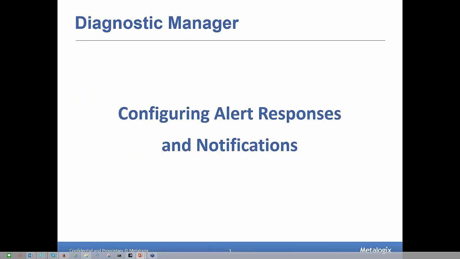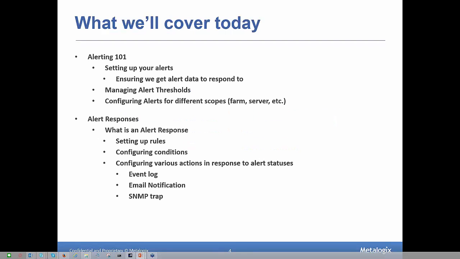Today's meeting is all about configuring alert responses and notifications. So what does that mean? Today we're going to talk about a few things. We're going to review alerting. We're going to talk about setting up alerts and ensuring that we get alert data to respond to. We're going to manage some of those alert thresholds a little bit and look at the different options. And then we're going to configure alerts for different scopes, whether at the farm level, the server level, etc. And then the meat of the meeting will be all about alert responses.